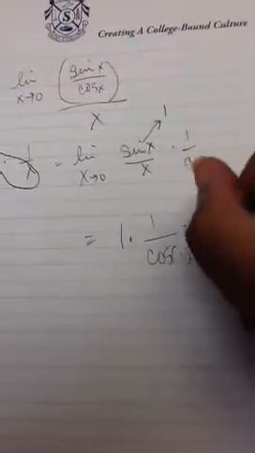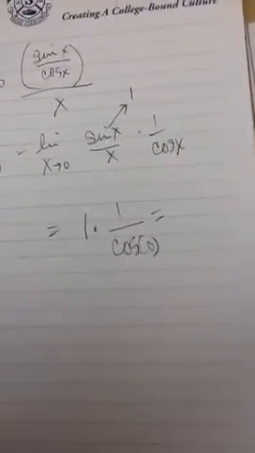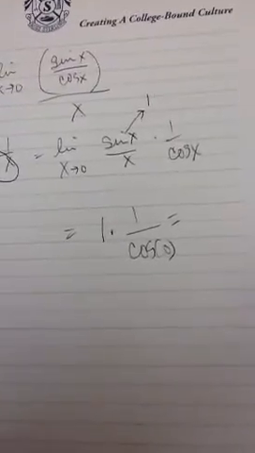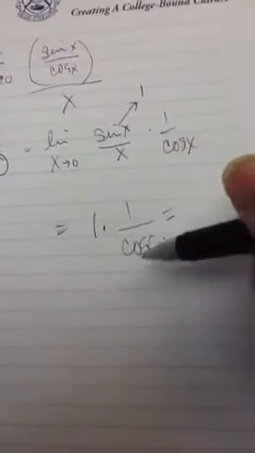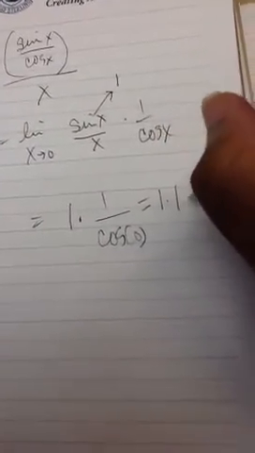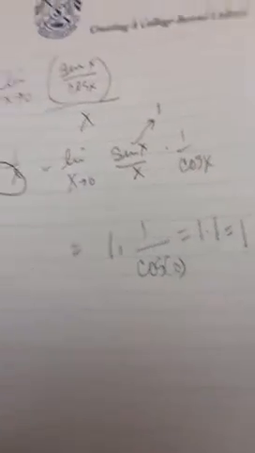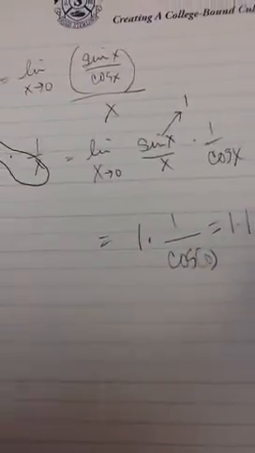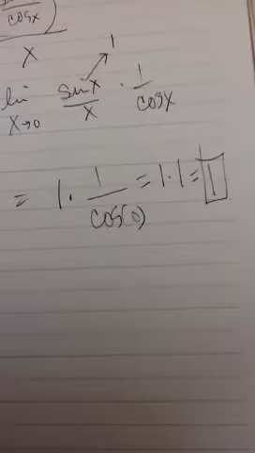Well, what's the cosine of 0? Well, from pre-cal, you should know that that's 1. And 1 divided by 1 is 1. That's the 1 divided by that 1. So then it turns into 1 times 1, and that's 1. So the answer to my question, that problem, was 1. The limit was 1.